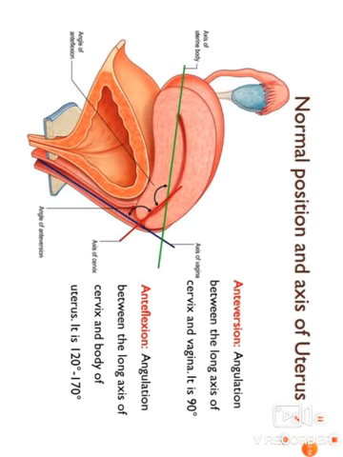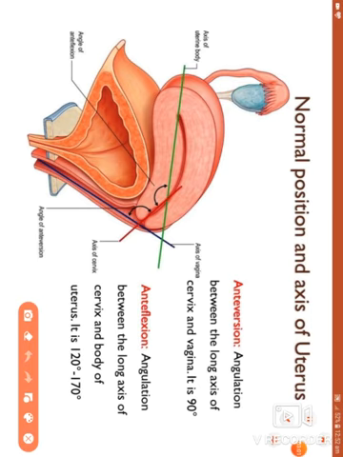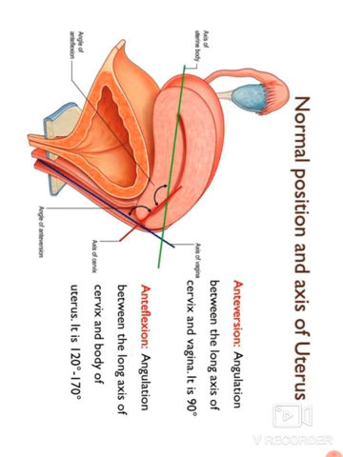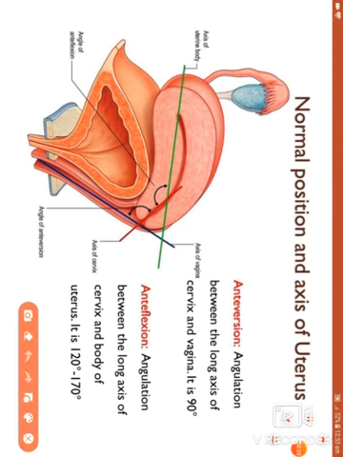So the normal position of the uterus is the anteverted and anteflexed position. See, this is the body. This part is the cervix. Here you can see the urinary bladder, and this is the superior surface of the urinary bladder. It's posterior. So here in this lateral view, there is the body, this is the cervix.